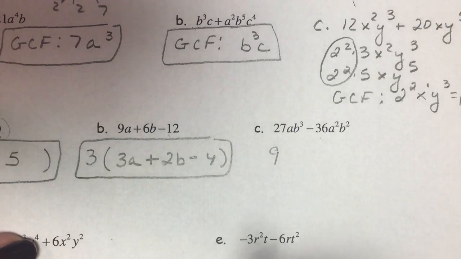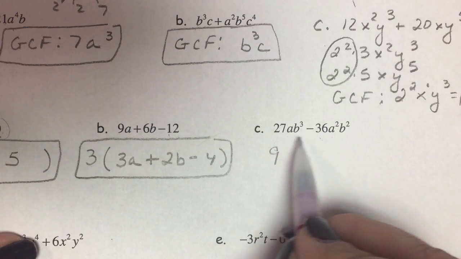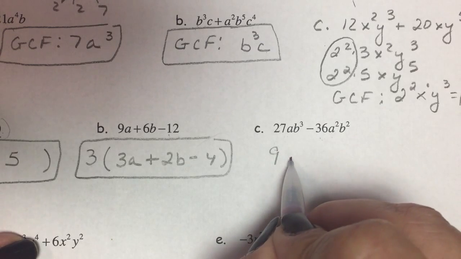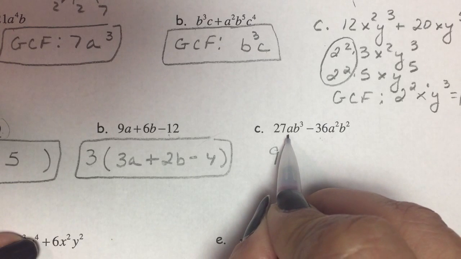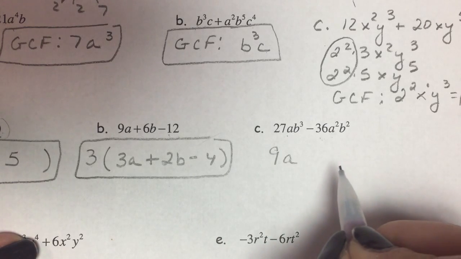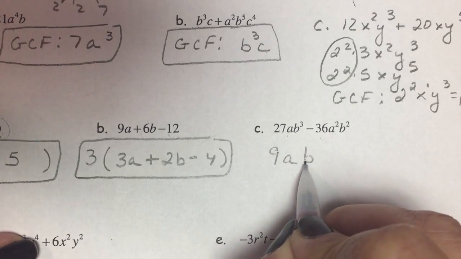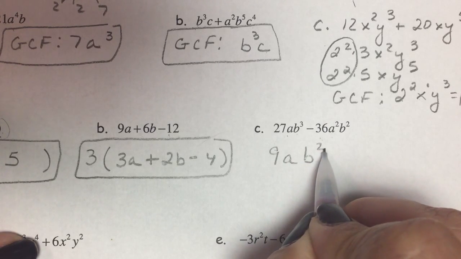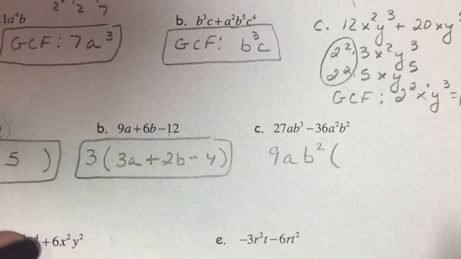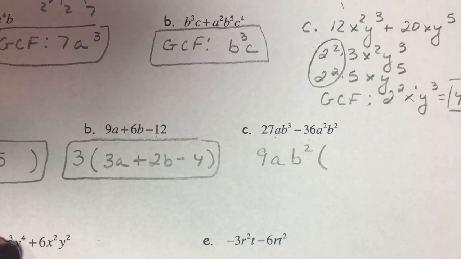So that's the number. Now look, they have some variables in common. They have an a in common, so we're going to factor out an a. What is the smallest exponent? It's a 1, so that's all we can take out. They also have a b in common, and the smallest exponent on b is b squared. So that is our greatest common factor that we're going to factor out.